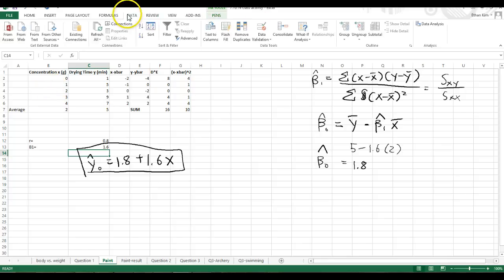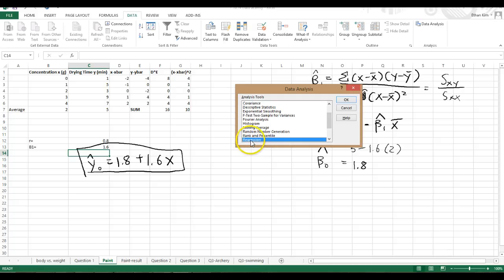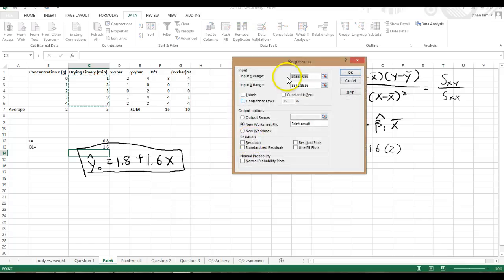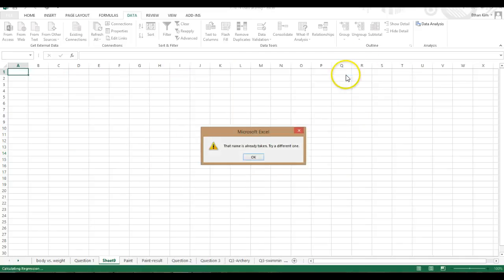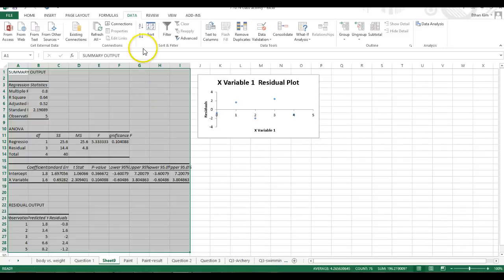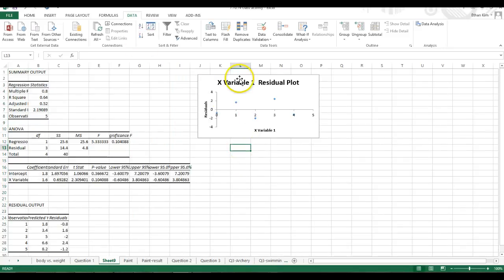Let's go back to data analysis, and let's choose regression. And we're going to do the same. We have Y range and we have X range. And here we have residuals as an option, right? We're not going to look at the standardized residuals, but we are going to look at the residual plots. Okay, so press OK. Okay, there was a problem with it, but it did it. Alright, so this is the residual plot.